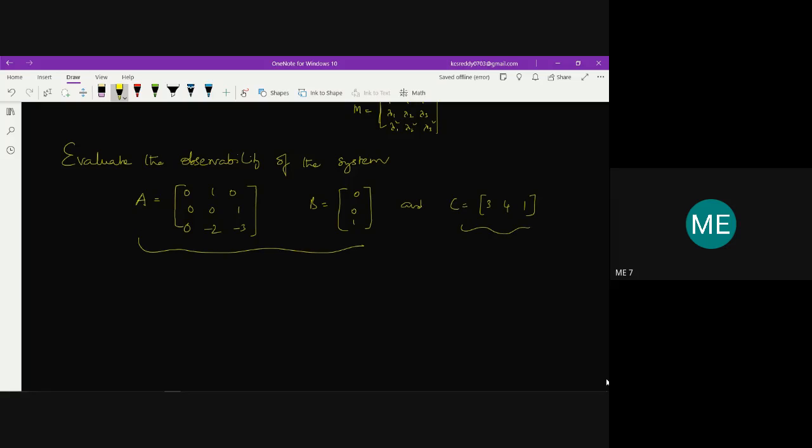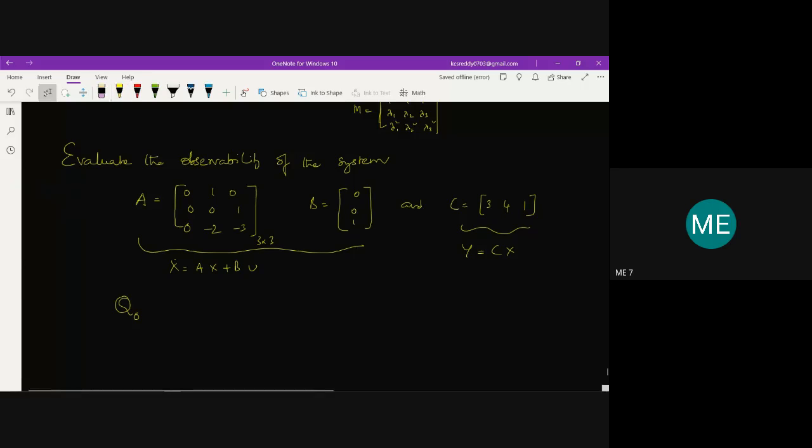This is the matrix which is present in the output equation, y is equal to Cx. Here the state equation is x dot is equal to Ax plus B into U. If you look here, the order of the matrix is 3 by 3, that is n is equal to 3. So you write the observability matrix, or composite matrix. We can take a differentiation for the QC of controllability and observability.